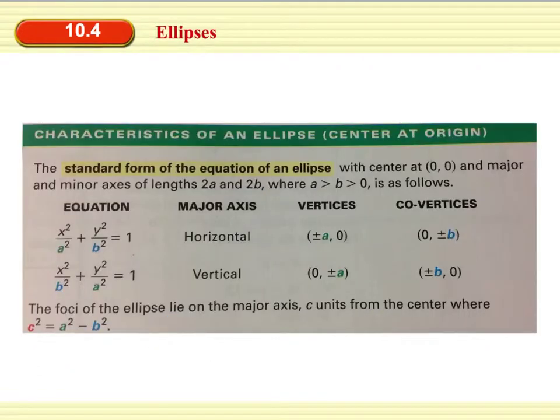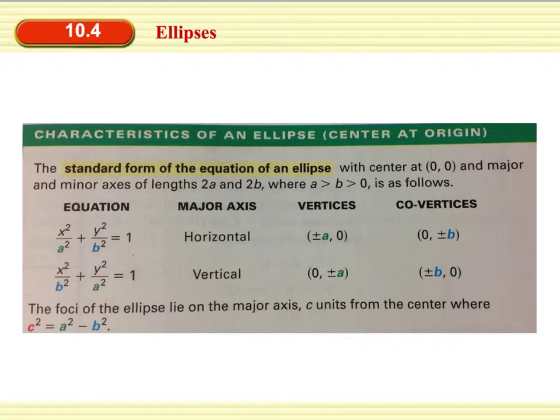So to sum up everything from those 2 pictures, the characteristics of an ellipse, and I have to specify again and really emphasize this is only when we're centered at the origin. When we go to move off the origin, our equation is going to change just a little bit. So if we have a horizontal major axis, we're going to have x squared divided by a squared plus y squared divided by b squared equals 1. That means our vertex points are going to be plus or minus a and 0, and our co-vertices are going to be 0 and then plus or minus b.